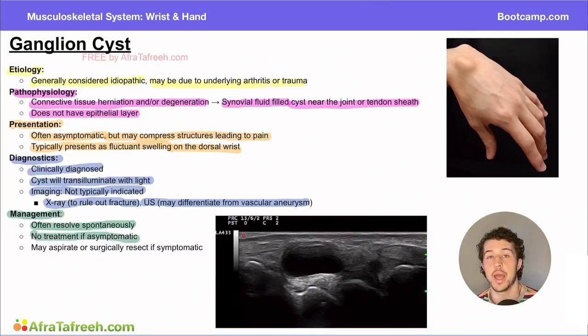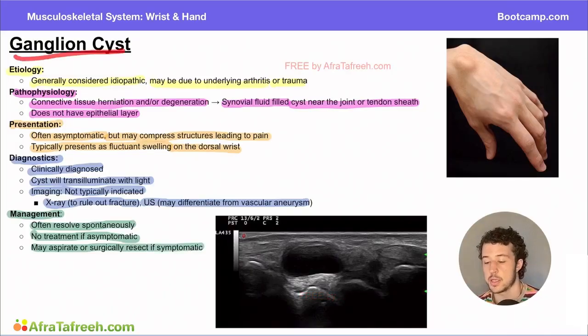However, as we've talked about, anything in the hand can compress these nearby structures. And so if we do have a cyst that's compressing down on the median nerve or the ulnar nerve, and the patient's presenting with symptoms, then we may want to aspirate or surgically resect the cyst. All right, let's do a quick recap, and then we'll do a practice question together.